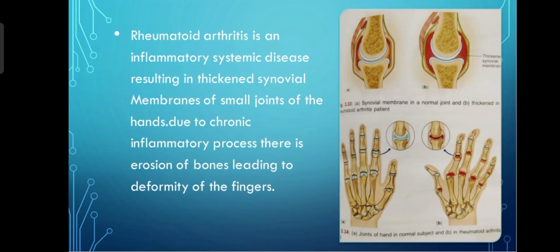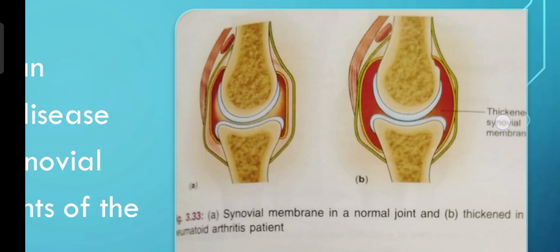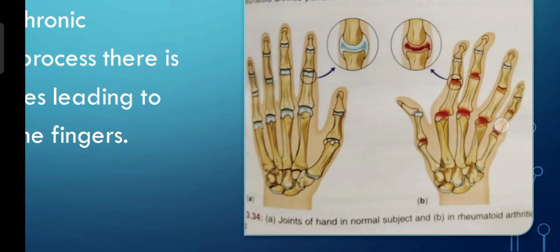Rheumatoid arthritis is an inflammatory systemic disease resulting in thickened synovial membranes of the small joints of the hand. Due to chronic inflammatory process, there is erosion of bones leading to deformity of the fingers. In the diagram, A is synovial membrane in a normal joint and B is thickened in a rheumatoid arthritis patient. And in the next figure, A is joint of hand in a normal subject and B is in a rheumatoid arthritis hand.